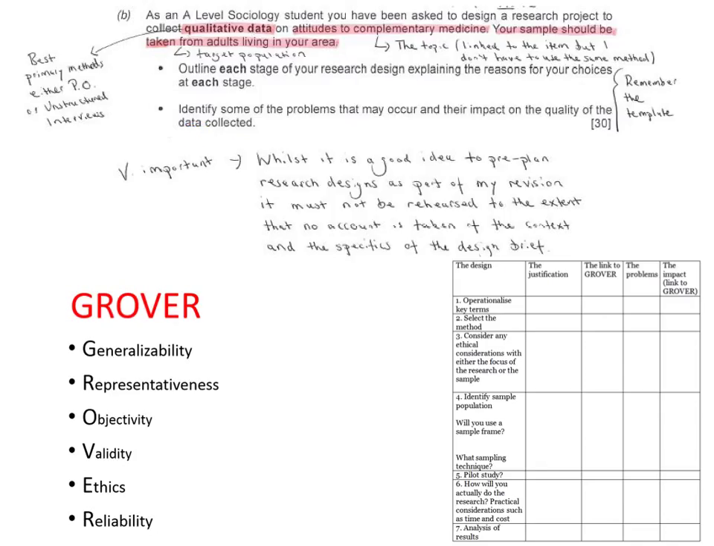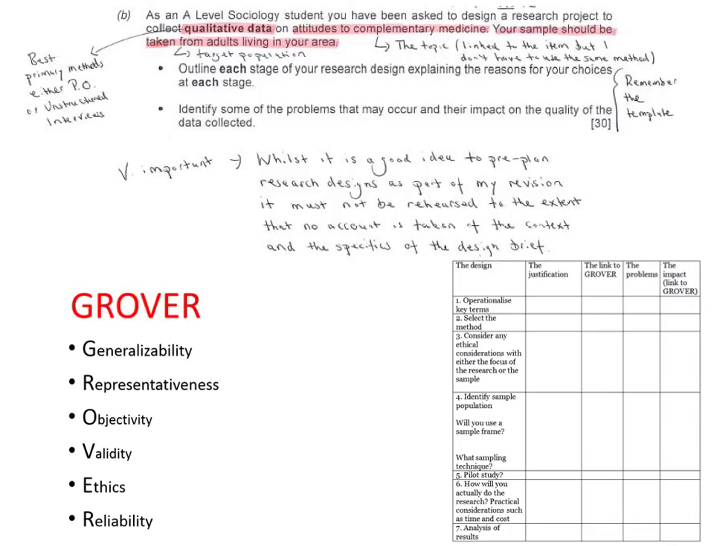So what I would be thinking when I look at this 30-mark question is I need to look at this design brief carefully. So we can see here that the instruction with this question is we've got to collect qualitative data. So what I would be thinking is that if the command is to collect qualitative data and I'm looking at primary research, I'm going to go for either participant observation or unstructured interviews.